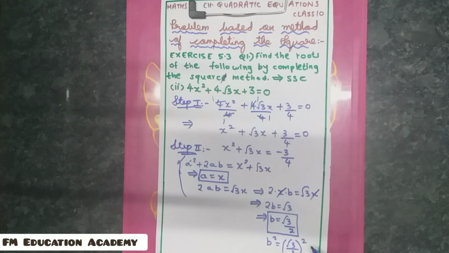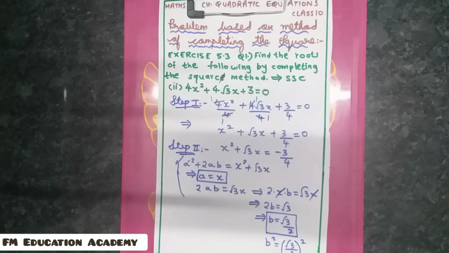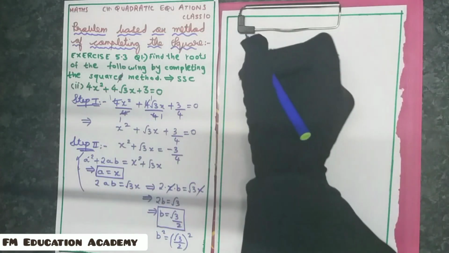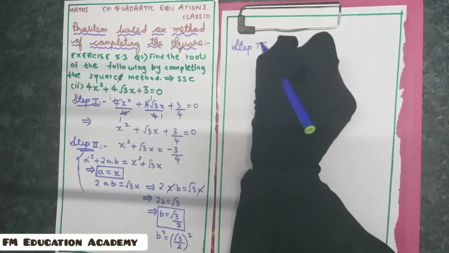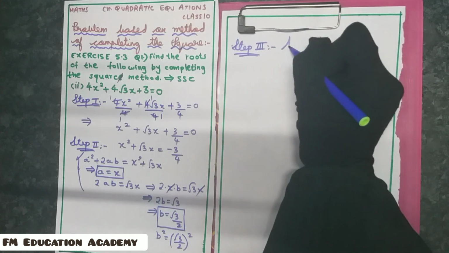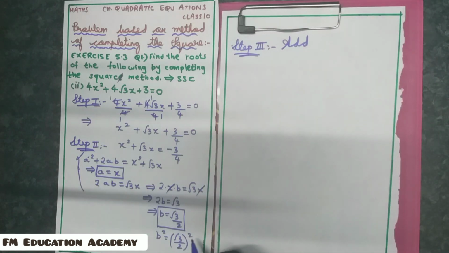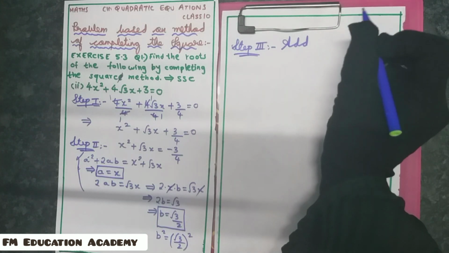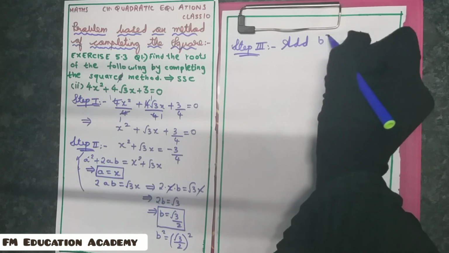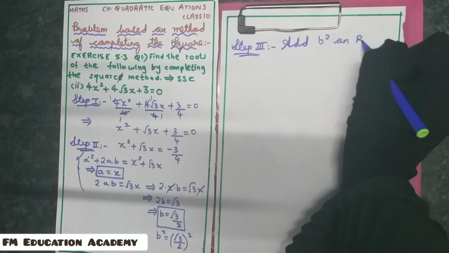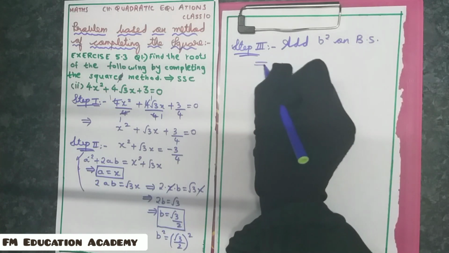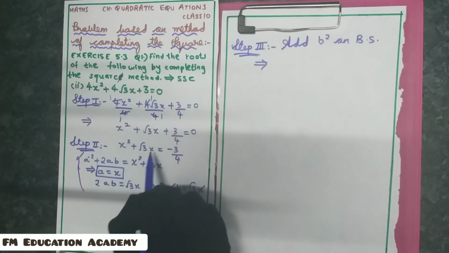Once you get root 3 by 2 whole square, my next step will be to add this, that is, 1 by 2 b by a whole square, on both LHS and RHS. What is my step 3? I have to add this b square value which we got, root 3 by 2 whole square. It is in the form of half b by a. So I have to add this algebraic identity b square on both sides. Which both sides am I talking about? I'm talking about this LHS side and this RHS side.